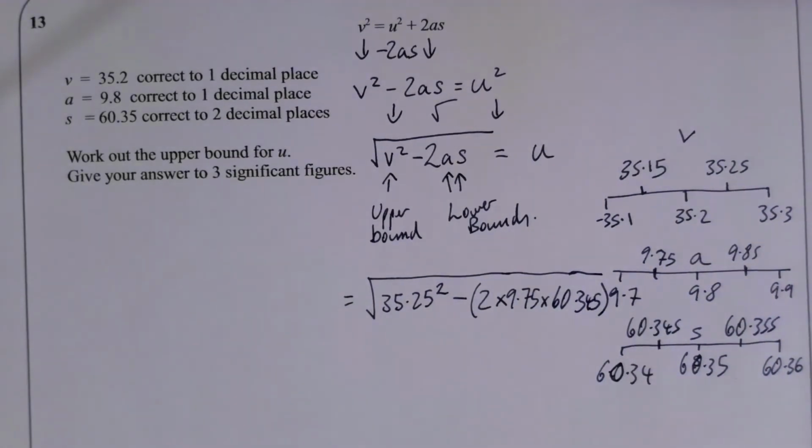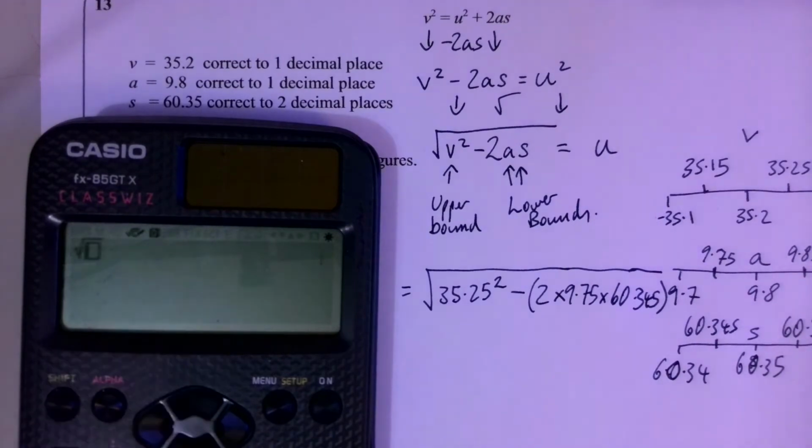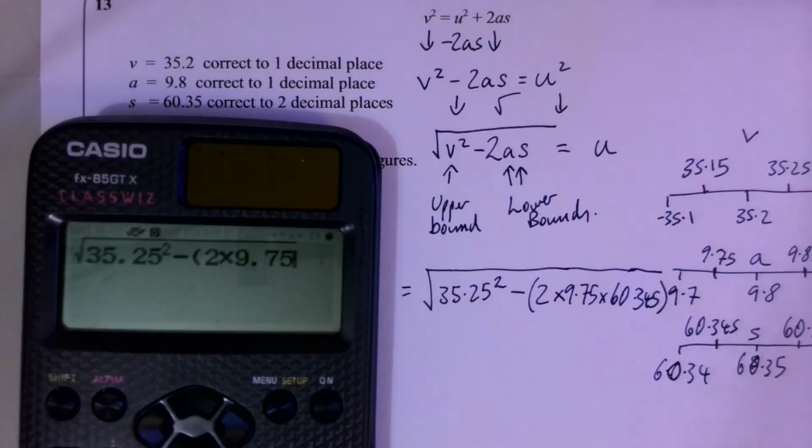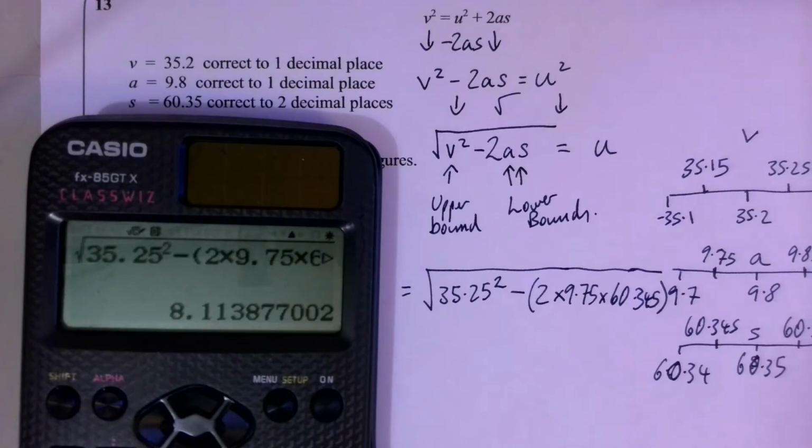And when it comes to working that out, one or two of you spent quite a lot of time getting in a bit more of a pickle by working out the different bits separately. That takes a load of time. All you need to do is get your calculator and press the square root of 35.25 squared, and then just keep on typing. Take, and I always like to put brackets in here because of BIDMAS. It wouldn't actually matter, but it helps just keep it that bit clearer. 2 times 9.75 times 60.345 close brackets, and you can always go back afterwards and check that you put the right thing in.